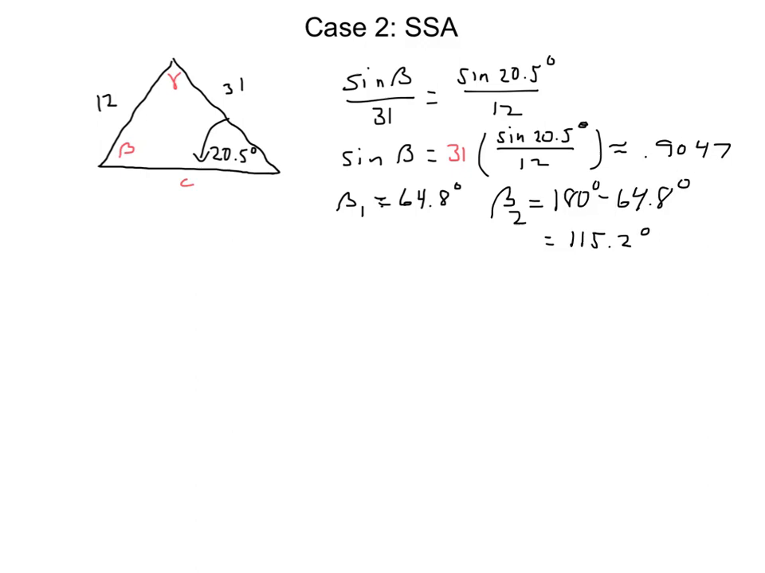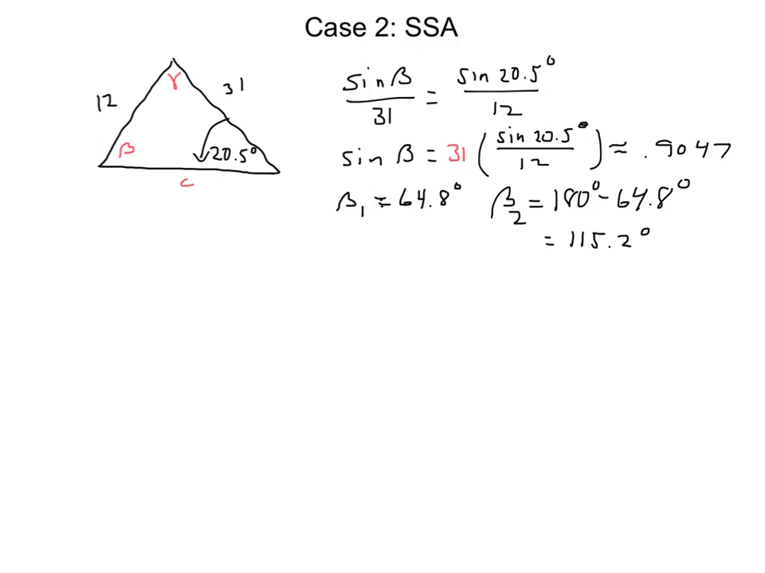So in this situation, I actually have two solutions, and I have to find the two values for all my answers. I already have identified my two values for beta as 64.8 degrees or 115.2 degrees. But that also means that I have two values for gamma and two values for C that I'm also going to have to find.